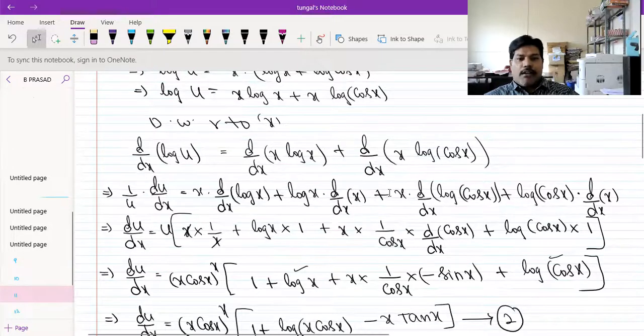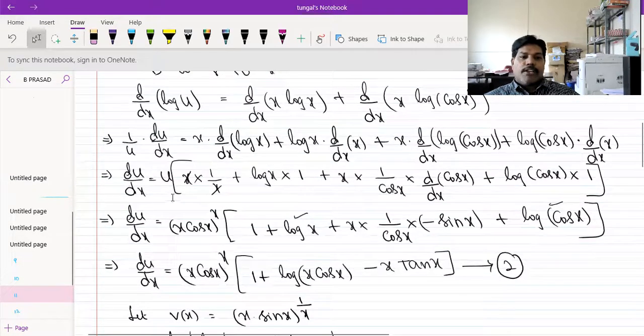Derivative of x is 1 plus x into derivative of log of cos x. What is the derivative of log of cos x? I am already given the derivative of log f of x, which is 1 by f of x into f dash of x. I understand that. So 1 by cos x into derivative of cos x plus log of cos x into derivative of x, whose value is 1. So replace the u value, students: x cos x whole power x into 1 plus log x plus x into 1 by cos x.